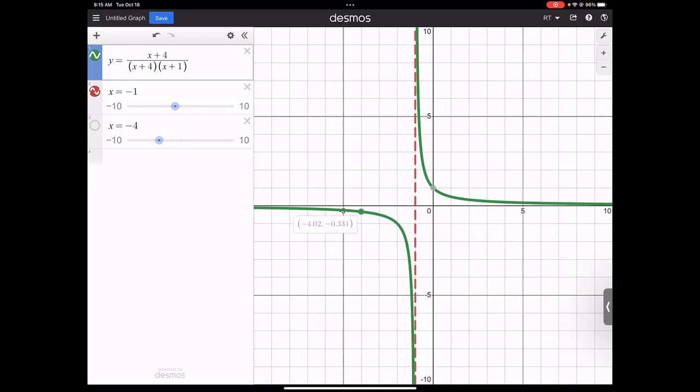And what happened to the point? It changed from being solid to being open, right? So what happens there is that there's a hole in the graph, or sometimes it's called a removable discontinuity. So there's still a discontinuity. There's still a place where the function is not defined, right? -4 is still not in the domain of the function, but it's not as bad nearby as what happens at -1.